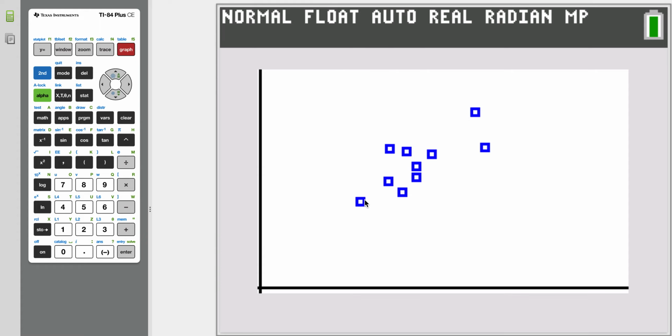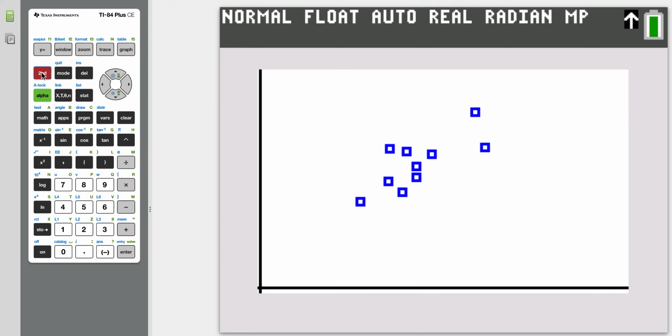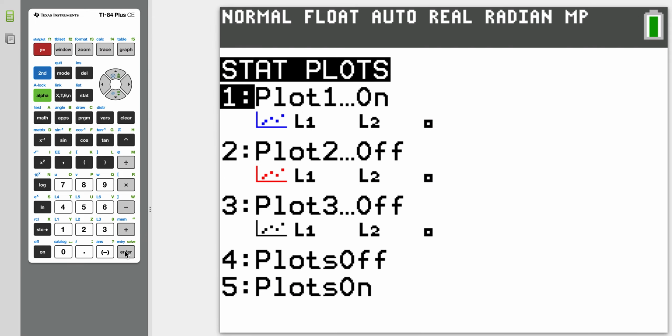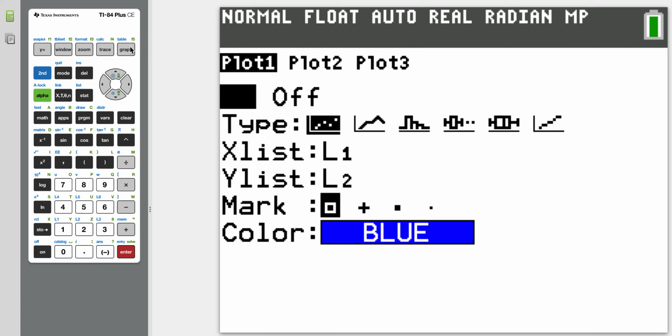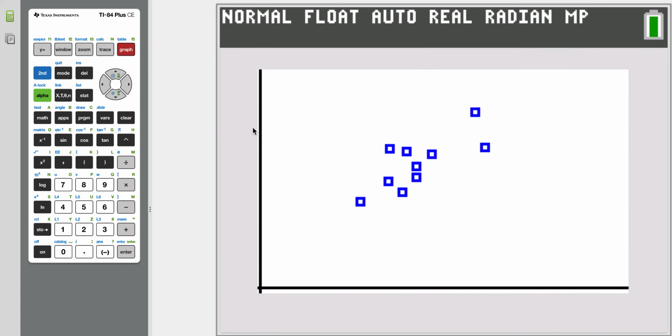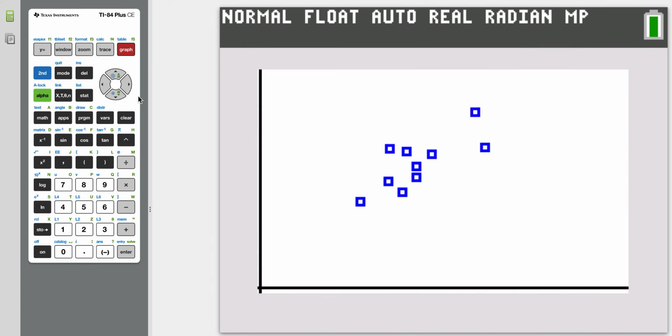Or you just don't have your stat plot on, which again, to turn the stat plot on, just go second here and then hit this and then hit on. Okay, so we're on our graph. Now I want to actually find the line of best fit. So I want to do more calculations.